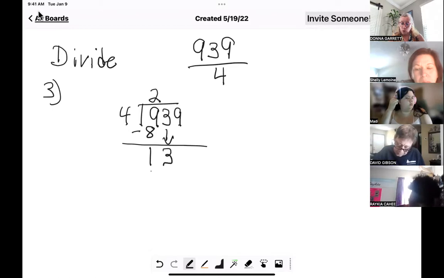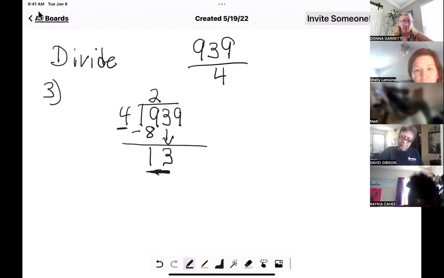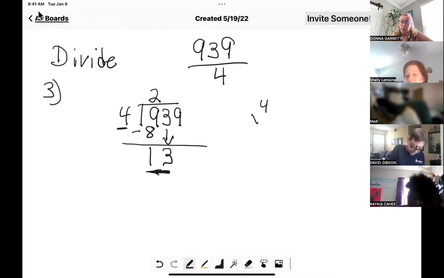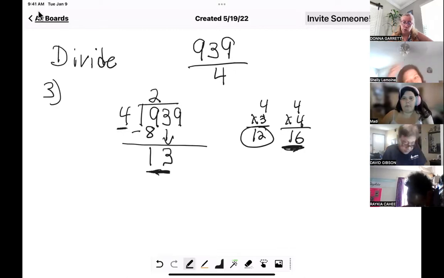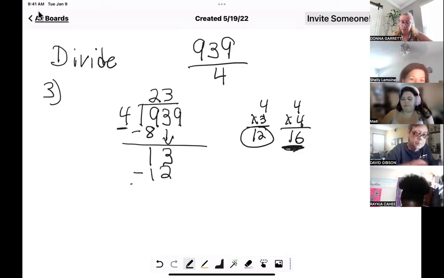Now I'm looking at 13. Is there something times 4 that will get me to 13 or very close to 13? Well, I know 4 times 3 is 12. And 4 times 4, notice I try a couple of them, right? That's 16. So this 16 is too big, but 12 is pretty good. So I'm going to do 4 times 3. It's only 1 less than 13. So that works. You have to find the number that's the closest that you can use. So 4 times 3 is 12. If I subtract them, I have 1 left over. And now I bring down my last digit, which is a 9.